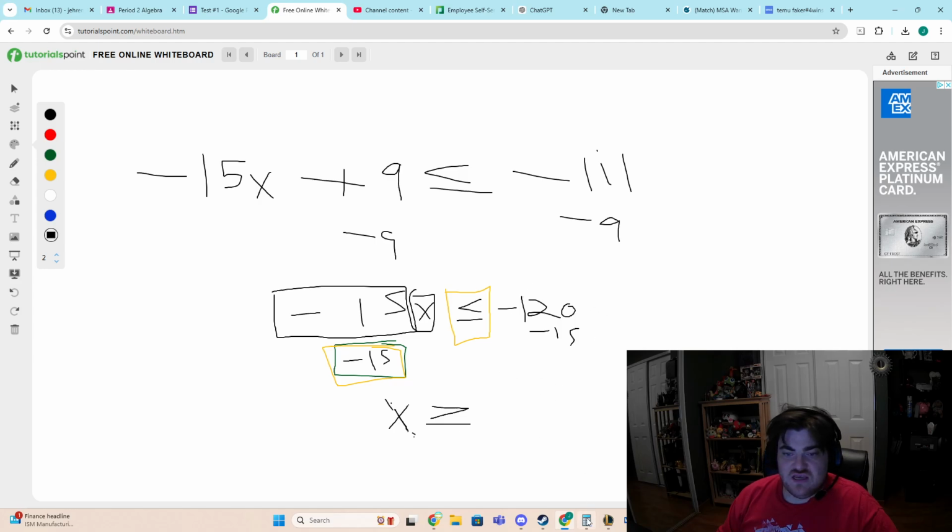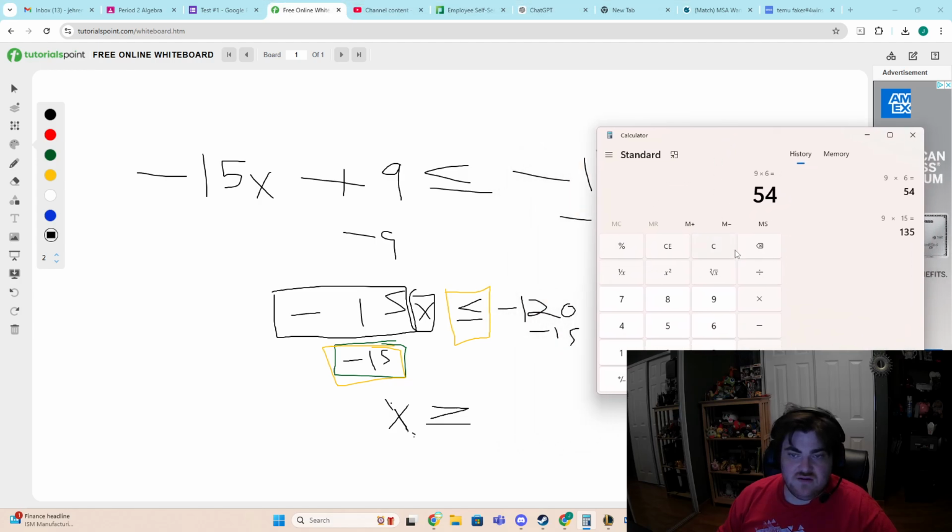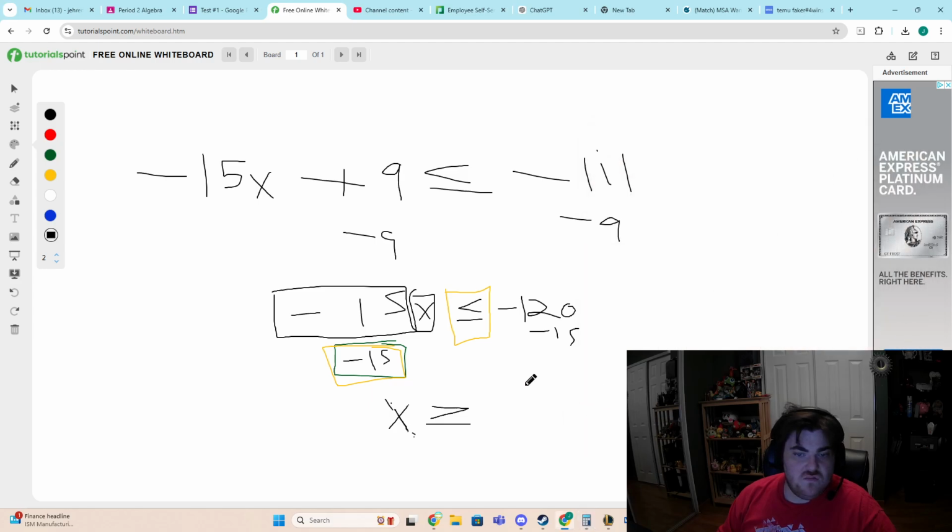And then we can just do this like we normally do. So I'll pull out my handy dandy calculator. Negative 120 divided by negative 15. Negative 120 divided by negative 15 is 8. So we're going to get our answer here. Negative 120 divided by negative 15 gives us 8. So x is going to be bigger than or equal to 8.